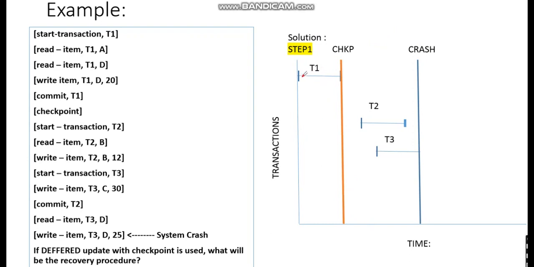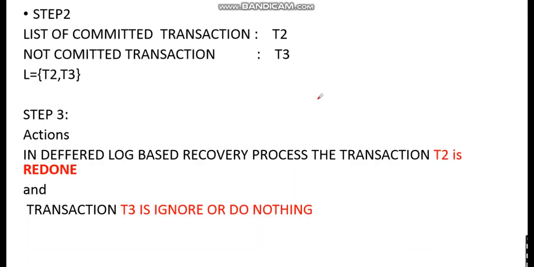T1 है आपका, स्टार्ट हुआ है, कमिट हुआ है, फिर चेक पॉइंट है. T2 स्टार्ट हुआ है, कमिट हुआ है. T3 स्टार्ट हुआ है लेकिन कमिट नहीं हुआ है, फिर सिस्टम क्रैश हो रहा है. अब इस केस में हम लोग करेंगे क्या? स्टेप 2 भी सेम है, हमारी लिस्ट में आएंगे, लिस्ट ऑफ कमिटेड ट्रांजैक्शन एंड नॉट कमिटेड ट्रांजैक्शन. स्टेप 3 में हम लोग क्या लिखने वाले हैं?